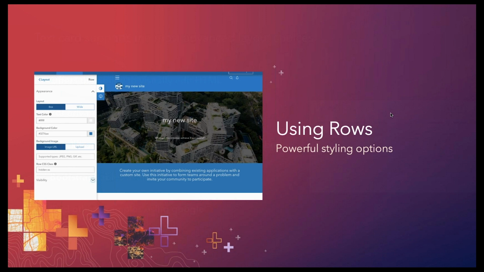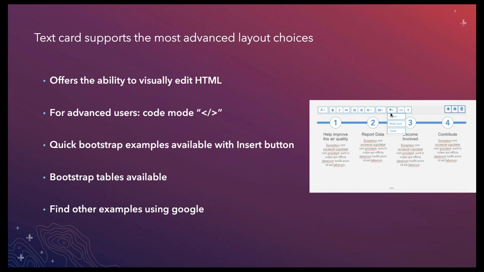Text cards are also a great thing to use. They allow you to do a lot on Hub sites, and it supports the most advanced layout choices. So you actually can edit the HTML directly in the card using that advanced code mode. And there are also Bootstrap examples that we've added, and we're adding more all the time, where you can actually add different elements directly into the site. So right now, it's buttons, wide cards, and an accordion option, which is great if you're trying to do things like an FAQ for your site.